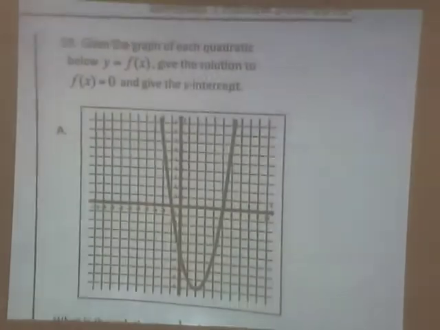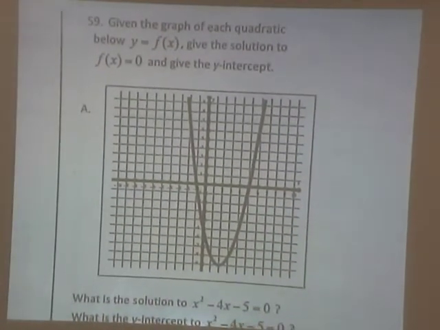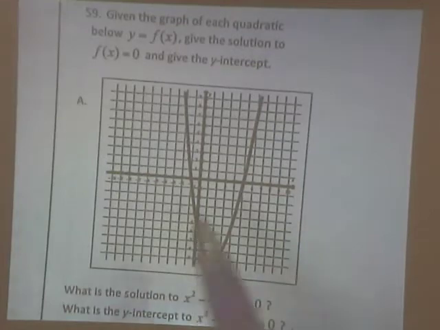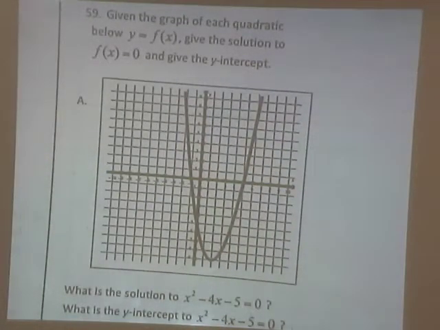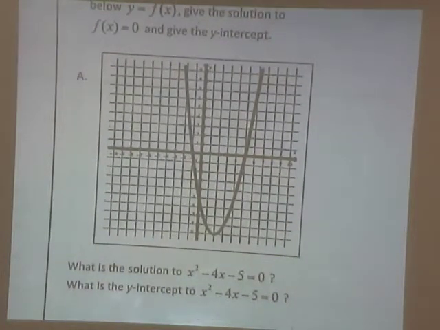Alright, 59, what's going on here? Given the graph of each quadratic below, y equals f of x, give the solution to f of x equals 0, and give the y-intercept. Okay, so the graph given is actually the graph of this equation, the equation right underneath it. And they want the solution and the y-intercept.